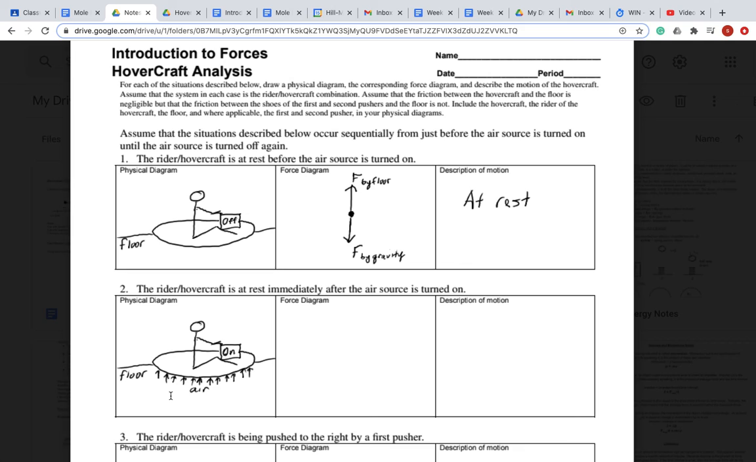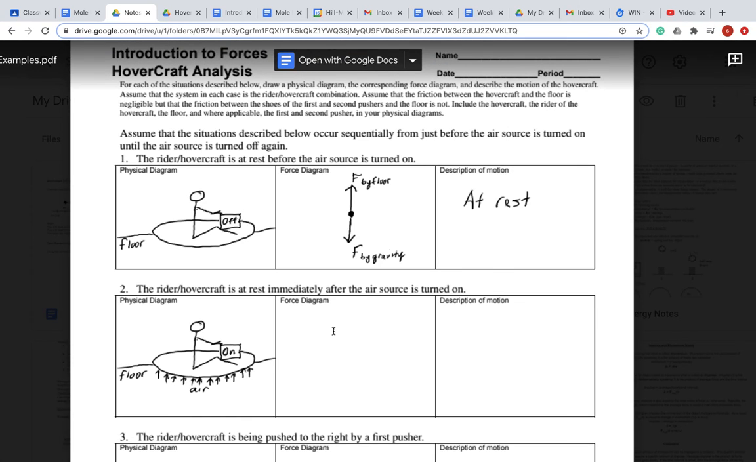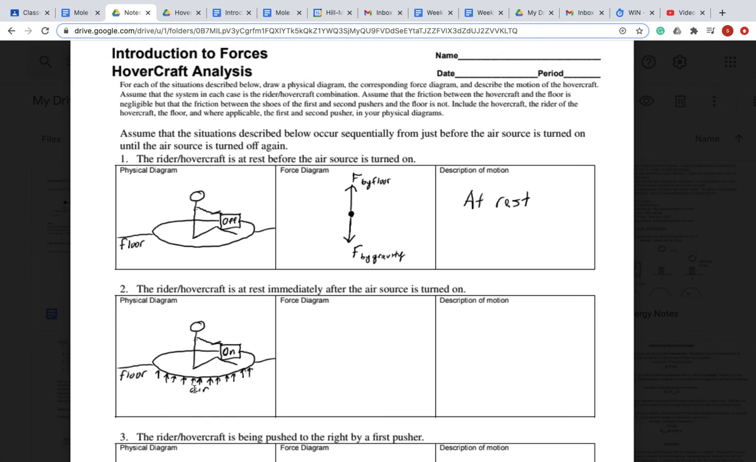So those are my little air particles pushing up on the hovercraft. So now you can see that the hovercraft is now not really being pushed up by the floor necessarily. It's actually being pushed up by air. So just think about, if the floor is not actually touching the hovercraft, but now we have this forced air touching the hovercraft on the bottom, what's actually pushing up on the hovercraft? Is it the floor or is it the air? Well, it's not touching the floor. It's touching that forced air. So what do you think?